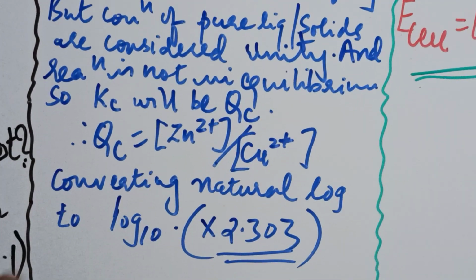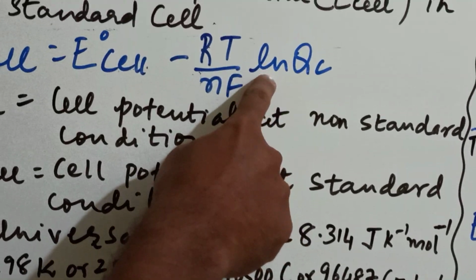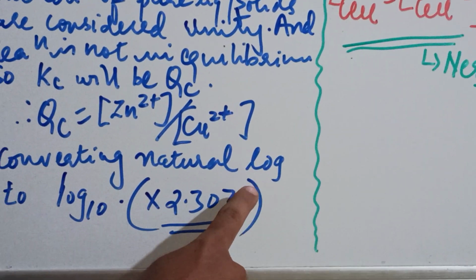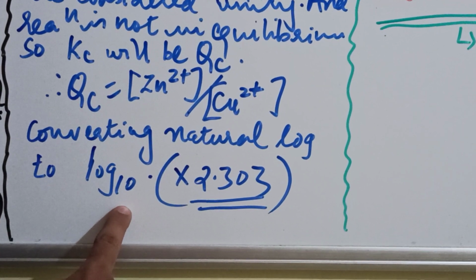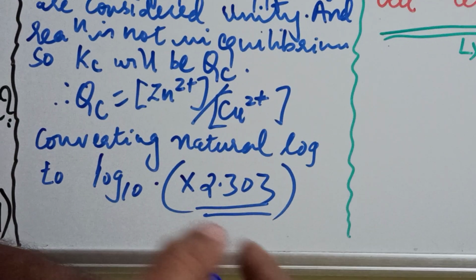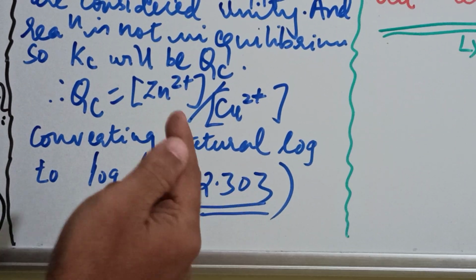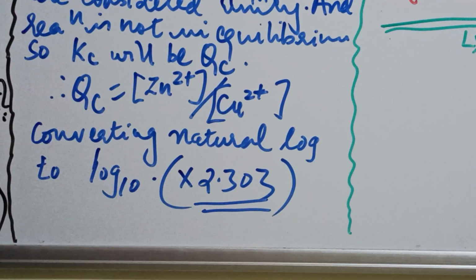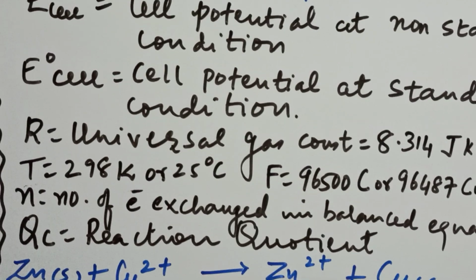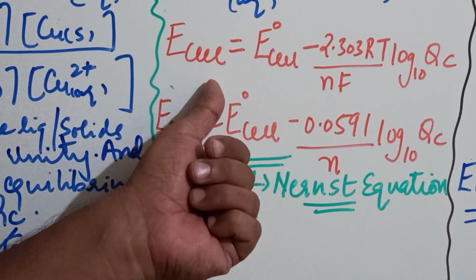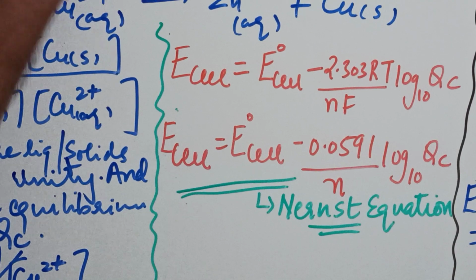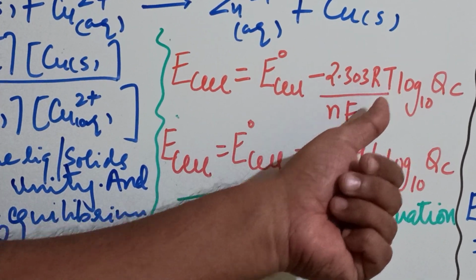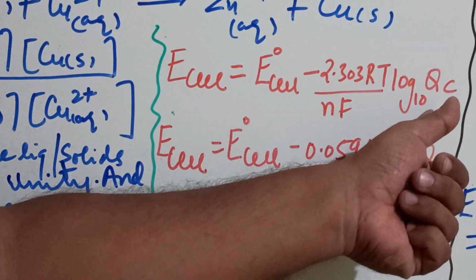Now this is ln Qc, so this is the natural log. So we are converting natural log to the base 10. When you convert natural log to the base 10, you always have to multiply by 2.303. It's a mathematical approach. Now here, you will see E cell, the same equation, is equal to E naught cell minus 2.303 RT by NF, log to the base 10 Qc.